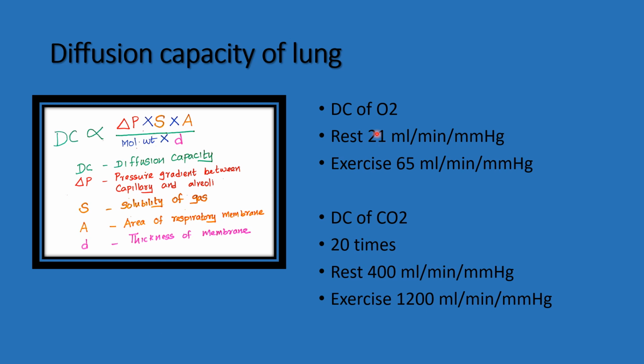The diffusion capacity of oxygen at rest is 21 ml per minute per mm mercury. During exercise, it increases 3 times to 65 ml per minute per mm mercury. The diffusion capacity of carbon dioxide is 20 times more than oxygen. At rest, it is 400 ml per minute per mm mercury. During exercise, it is 1200 ml per minute per mm mercury.